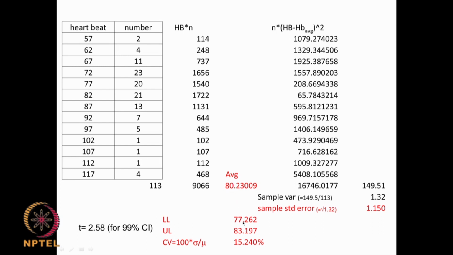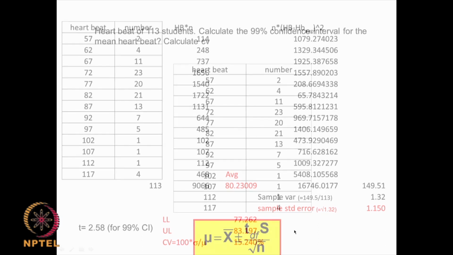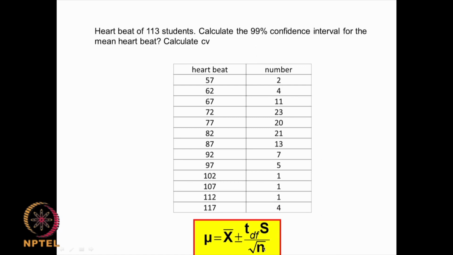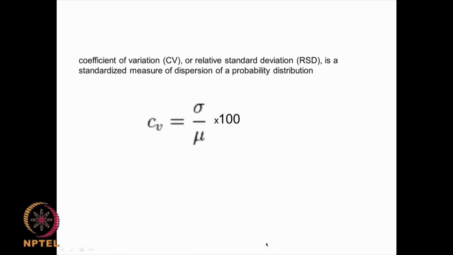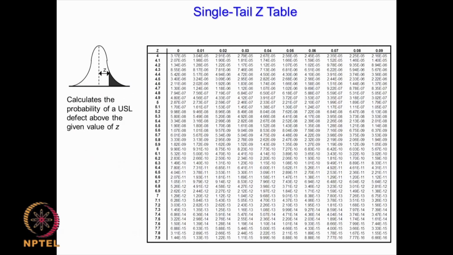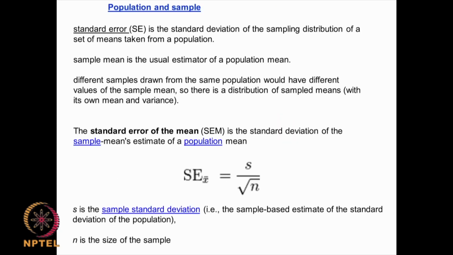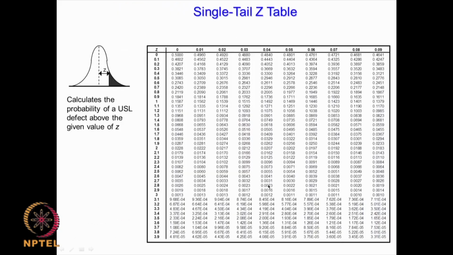So, the confidence interval gives you an estimate of where the population mean will lie based on the sample mean. The sample mean is 80.2 and the sample standard error is 1.15, that is s by square root of n. As I mentioned here, it is called the standard error of the mean, s by square root of n.